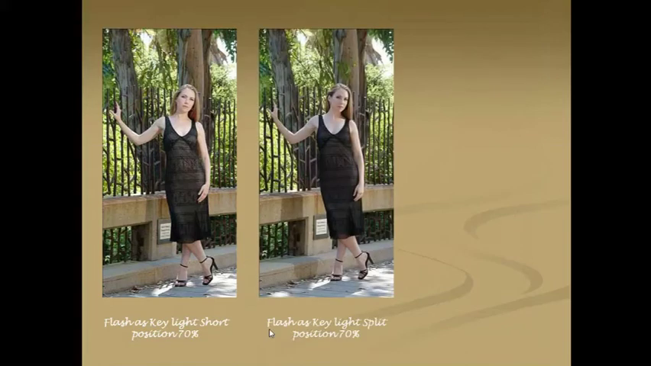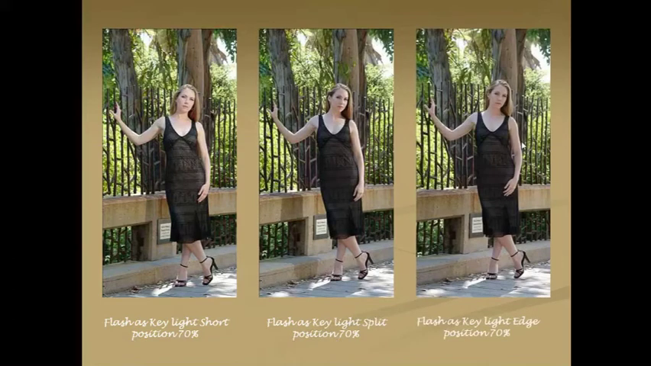And then I moved to a 90-degree position. I moved all the way around to the side and then took a meter reading and got 70%. And I got this look, which is a really nice edge look if she were looking away. And then I went all the way around to the side and created an edge light using the 70% position.